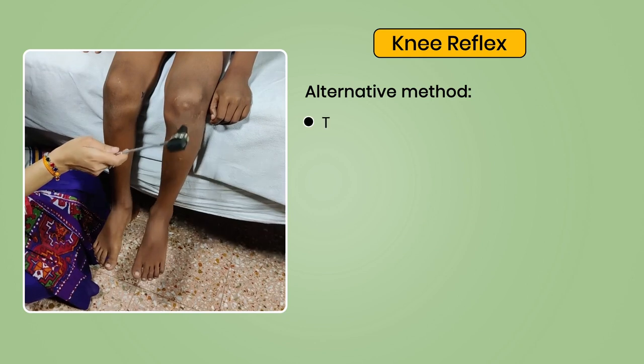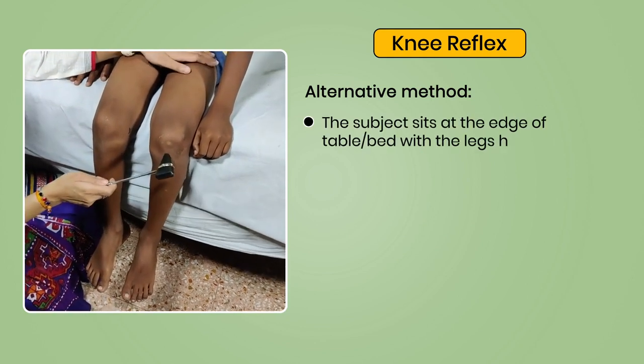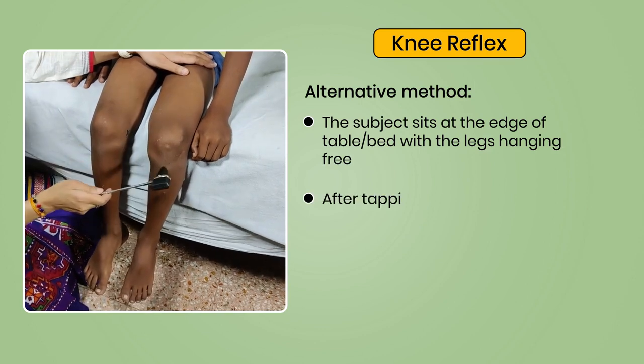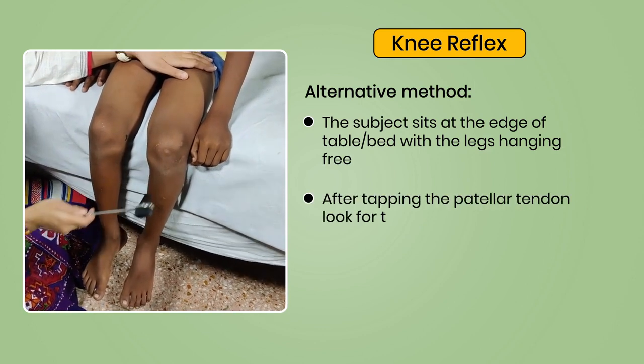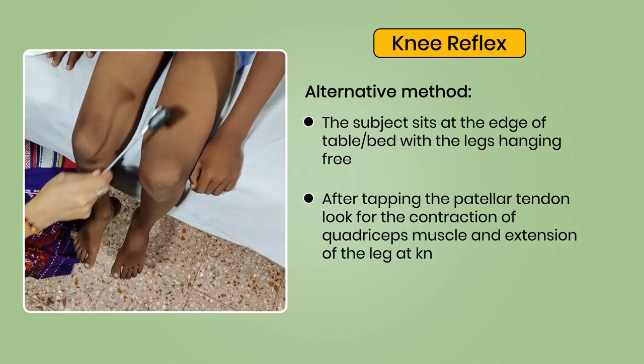Alternative method. The subject sits at the edge of the table or bed with the legs hanging free. After tapping the patella tendon, look for the contraction of quadriceps muscle and extension of the leg and knee.